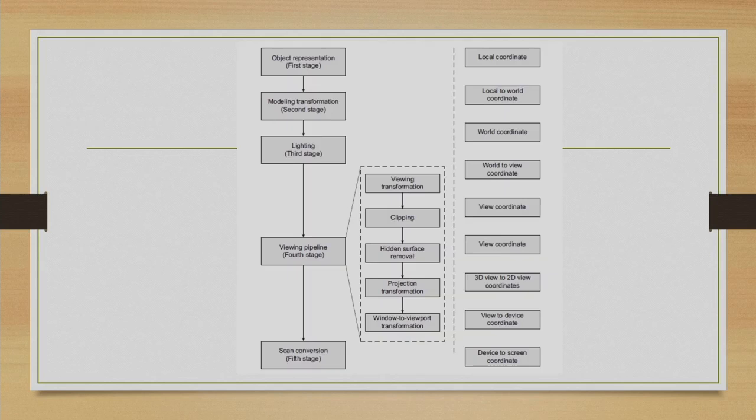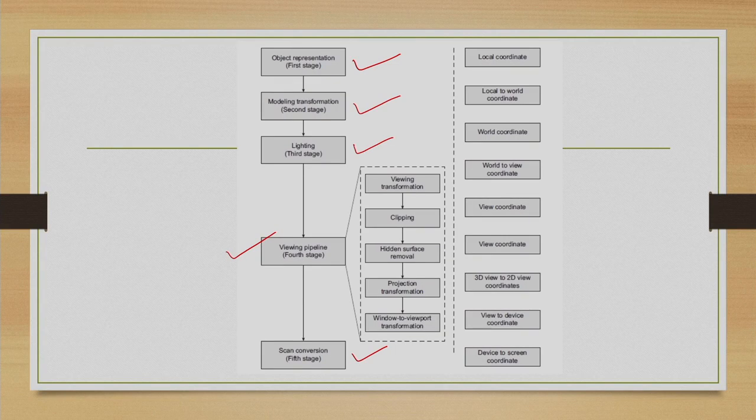What are the pipeline stages? We have object representation as the first stage, then modeling transformation as the second stage, lighting or assigning color to objects as the third stage, viewing pipeline as the fourth stage, and scan conversion as the fifth stage. Here I would like to re-emphasize that this sequence need not be exactly followed during implementation of the pipeline. The stages may be in a slightly different sequence.